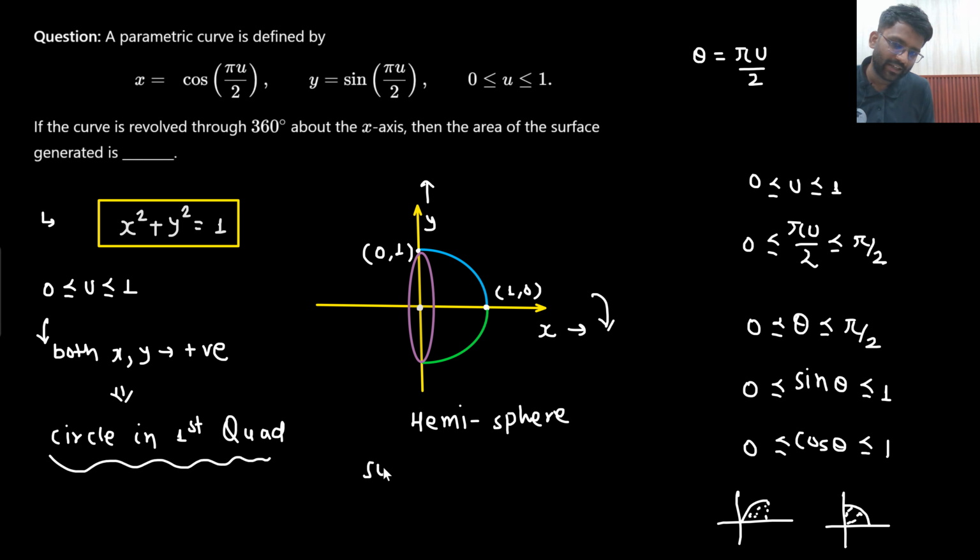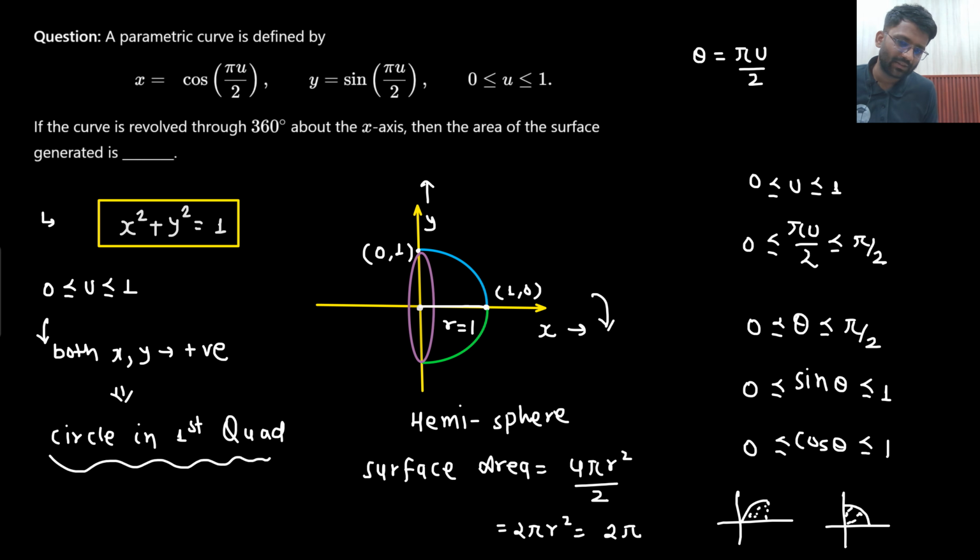So what is the surface area of a hemisphere? Surface area of a sphere is 4 pi r square. Since it is half, it will be 4 pi r square divided by 2. So the answer will be 2 pi r square. What is the value of r? The value of r is 1. So what is the answer? The answer is 2 pi. So surface area is nothing but 2 pi.